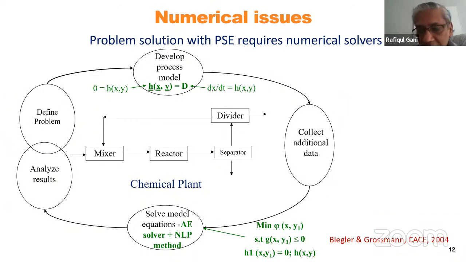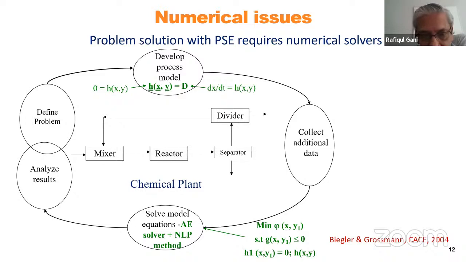If we have the models, as we said, we need to solve the equations, so we have numerical issues to address. So here is an example. If you look at the left-hand side, define the problem. Let's say we want to define a simulation problem. We define the problem, we give the flow sheet, and we need a model. So we need to provide the model equations, which can be steady state, dynamic, or different types. We collect the additional parameters. Then when it comes to solving the model equations, we need a solver. That's the numerical issues. And then we analyze the results.